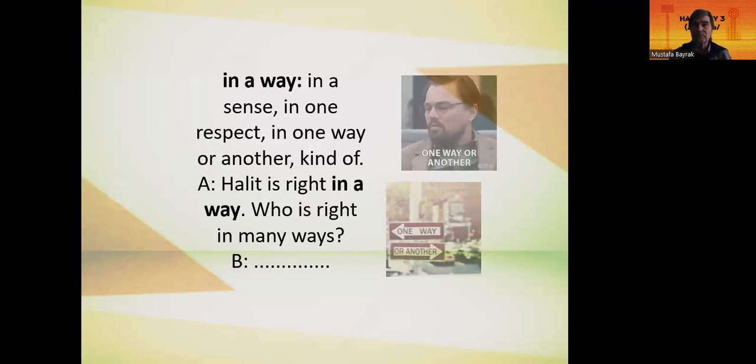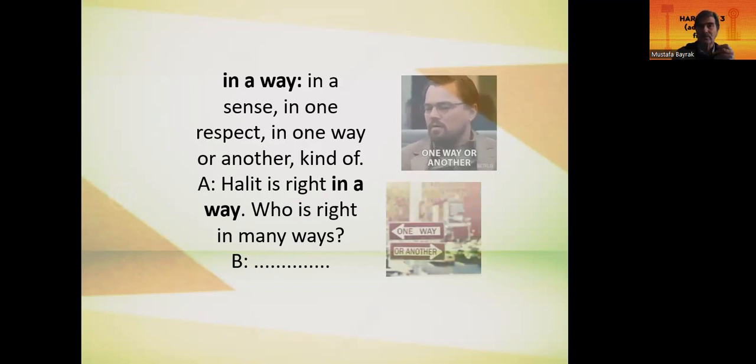Now, what does the gift say? One way or another. Yeah, this is also very practical, famous, popular. In a way, in a sense, in one respect. In one way or another. Well, kind of. For example, how it is right in a way. How it is right in one way or another. How it is right in a sense.